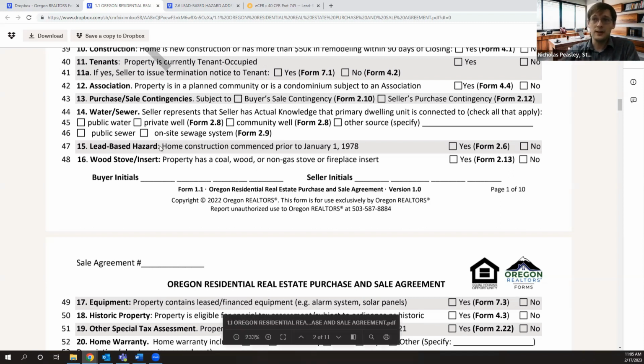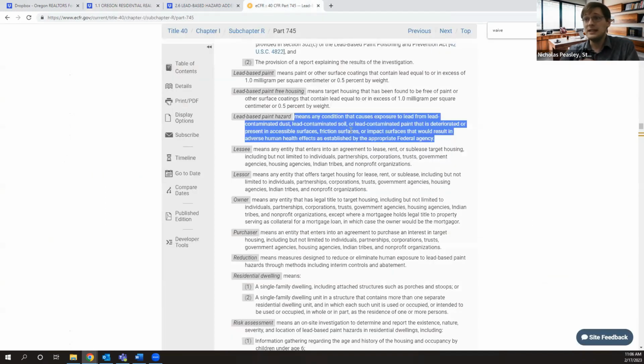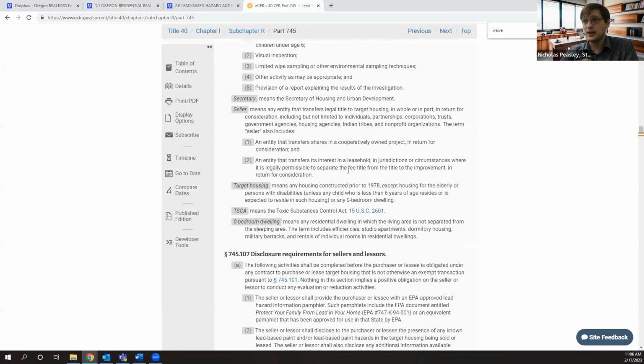And so all of these disclosures, these protections, these termination rights, they apply only to target housing, which is a home that was constructed prior to January 1st, 1978. If we want to go more in depth on what target housing is: housing constructed prior to 1978, except housing for the elderly or people with disabilities, or any zero-bedroom dwelling. Now, that makes it sound like you can have more lead in property that's made for the elderly or for disabled people. That's not the case.